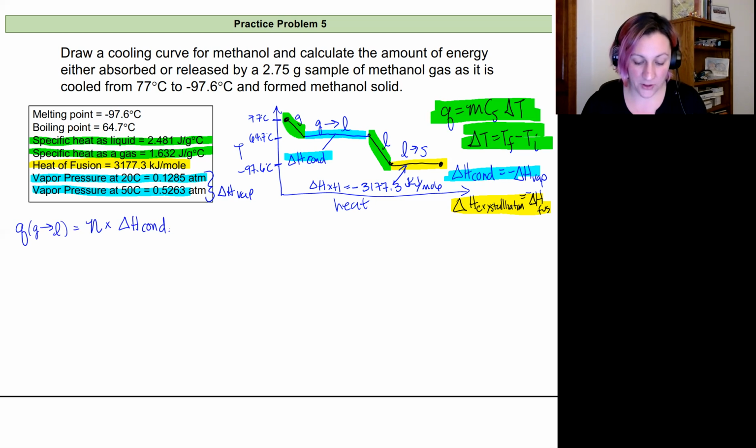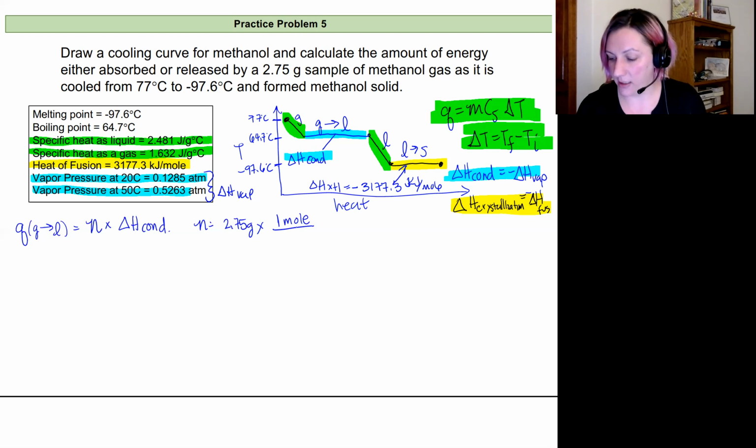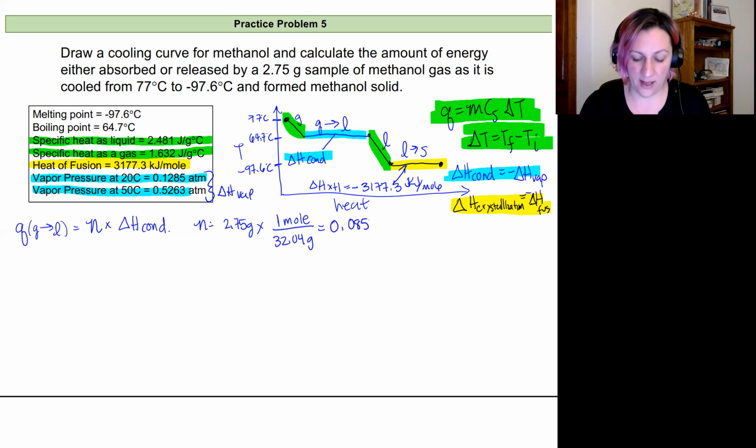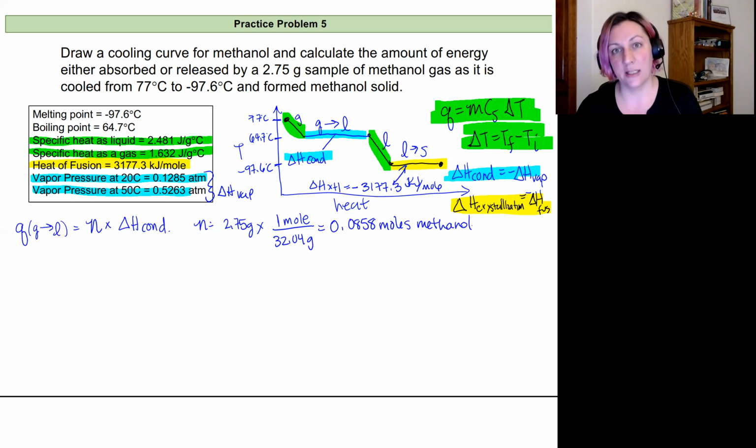Right. So first, the number of moles is going to be equal to my mass, 2.75 grams, times the inverse of my molar mass of methanol, which I calculate from my periodic table, and it is 32.04 grams per mole. That's going to give me a value of 0.0858 moles of methanol that I can use in my calculations, both for that condensation and for that freezing phase change.